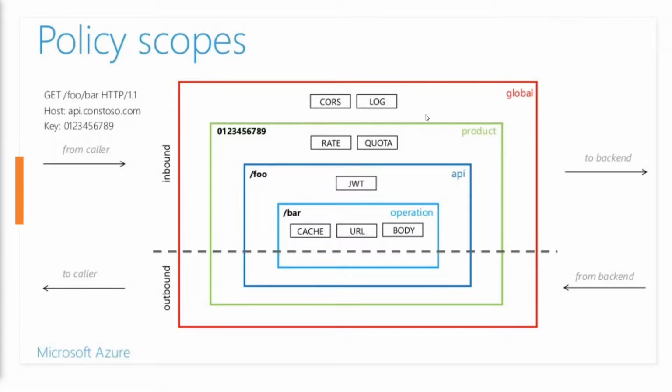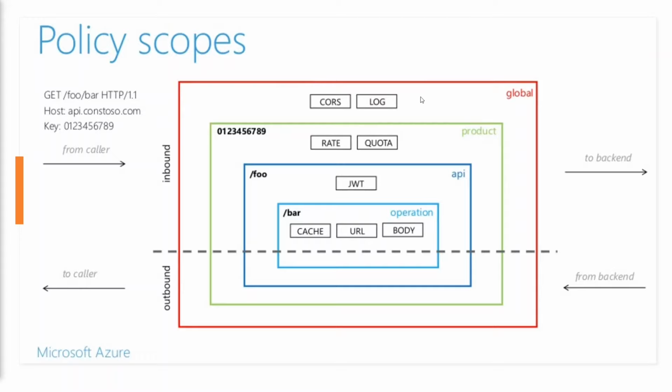Policies can apply on different scopes. It can apply on the operation, so each operation can have a policy that you define. A GET speaker or GET /bar may need to have caching. It can apply to the API level itself, the place where we compose the API. It can apply to the product, which can consist of multiple APIs, and an API can be a member of multiple products. And it can apply at the global level.